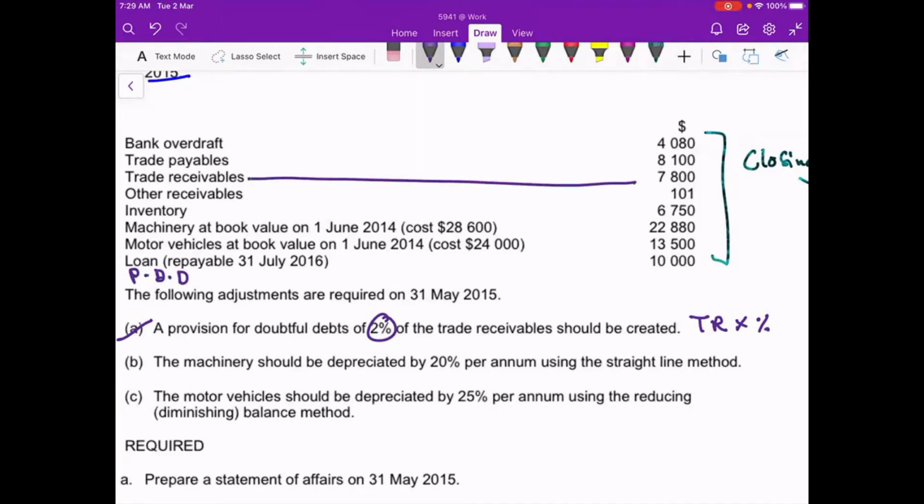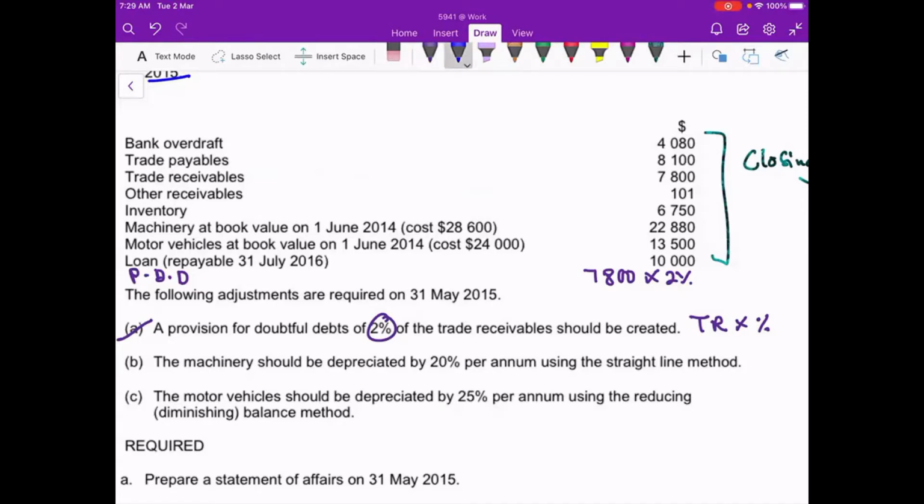How much is my trade receivable? My trade receivable is 7,800. I write 7,800 times 2%. Okay, you don't need to calculate now. Later, whenever we do the statement, we will calculate that. You just write the calculation, and later, when we do the statement, we will calculate and write the answer.